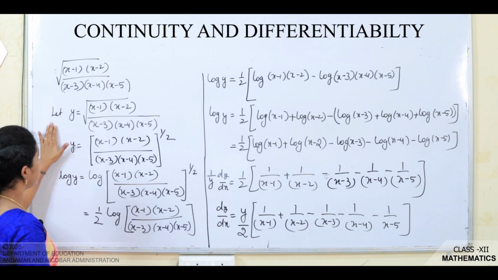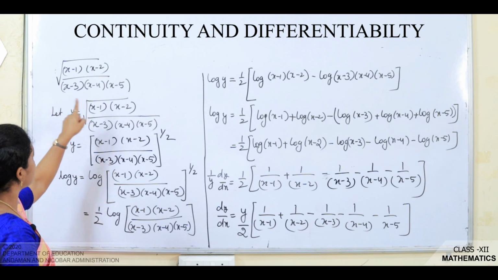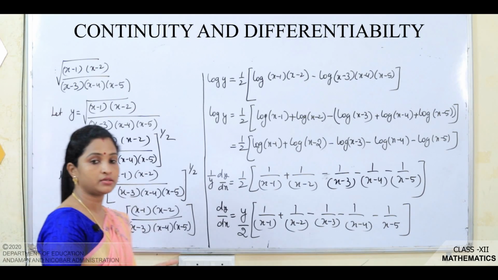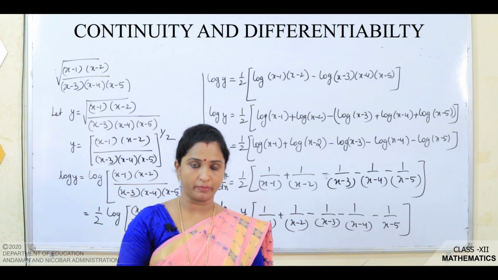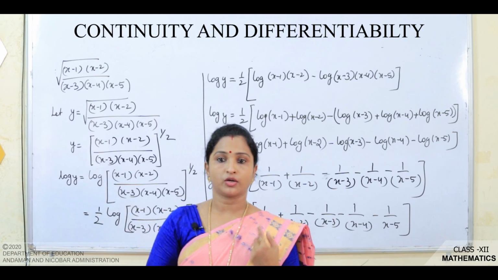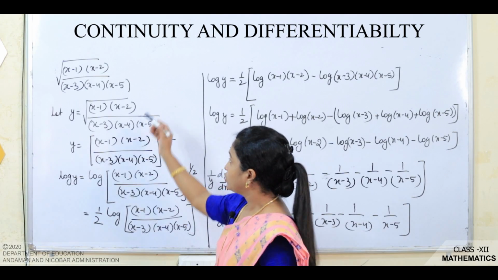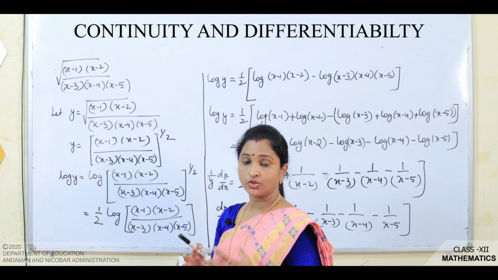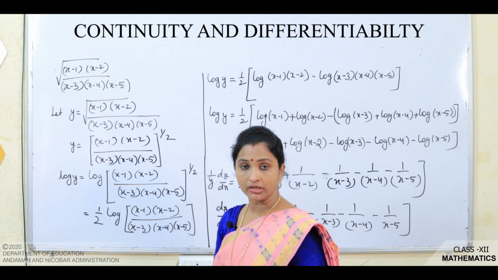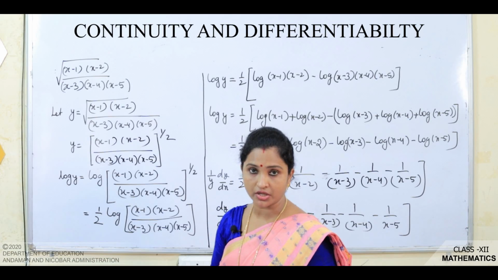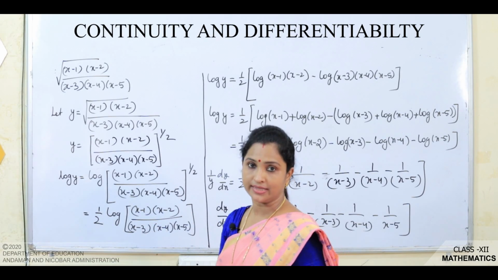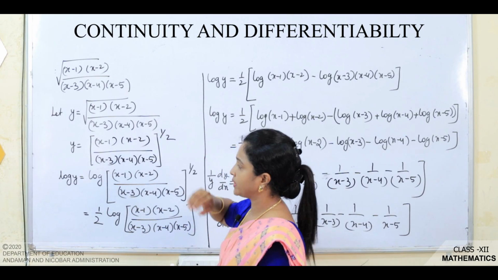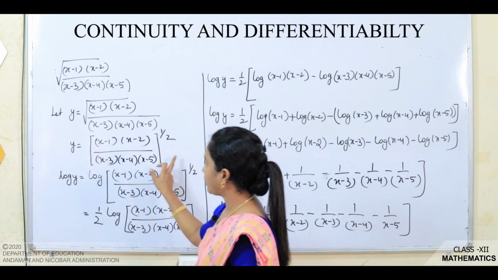You can see the third question, root over x minus 1, x minus 2 by x minus 3, x minus 4, x minus 5. Now this question is from your NCERT textbook 5.5 exercise, question number 2, correct? So how will you solve this? It's a very good question. It is complicated also. So in this question you can apply logarithmic differentiation and you can solve the question very easily. The first thing is you have to take let y is equal to the question, then same thing, taking log on both sides.